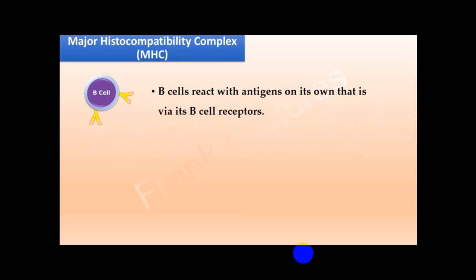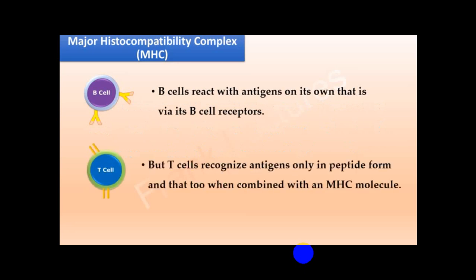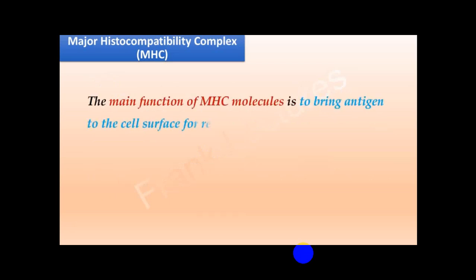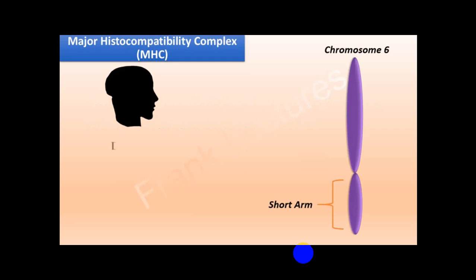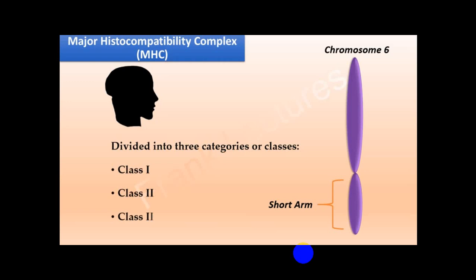We know that B cells react with antigen on their own. But T cells recognize antigens only in peptide form, and that too when combined with an MHC molecule. So, the main function of MHC molecules is to bring antigen to the cell surface for recognition by T cells. In humans, the genes coding for MHC molecules are found on short arm of chromosome 6. The MHC molecules are divided into 3 classes, namely Class 1, Class 2, and Class 3.